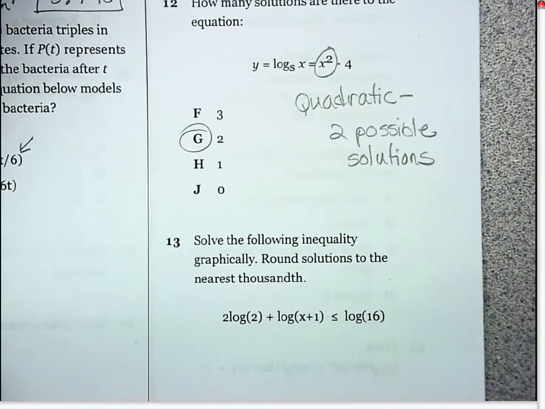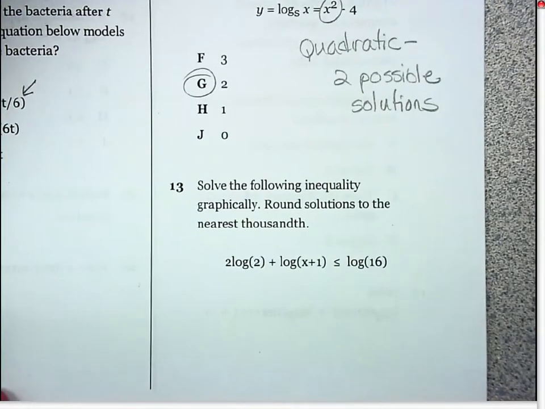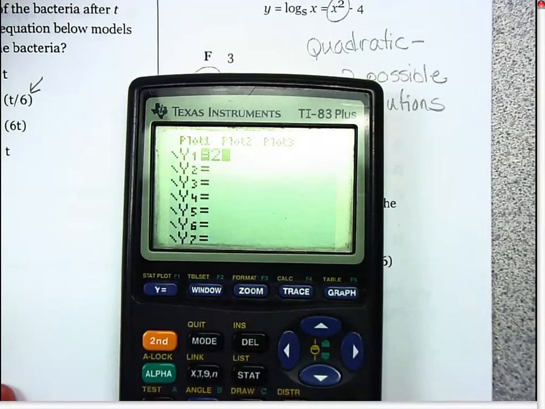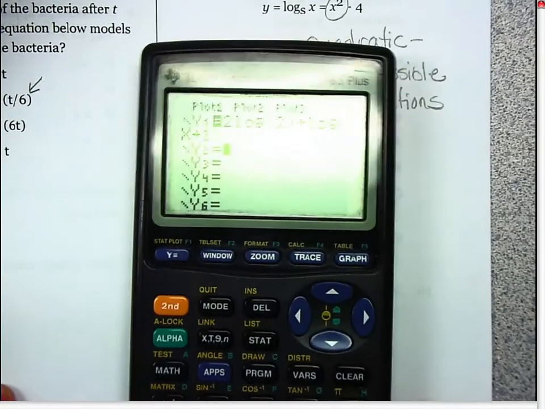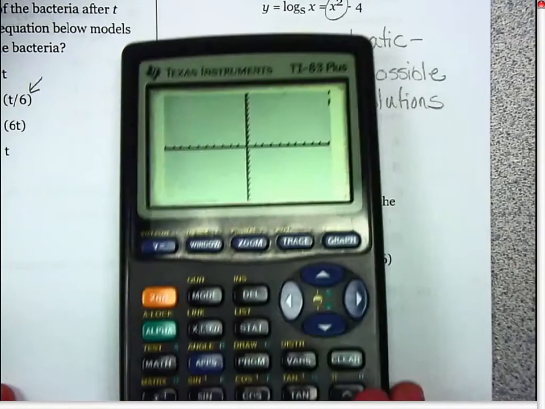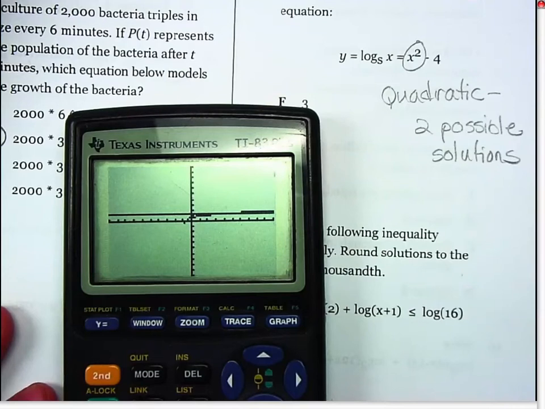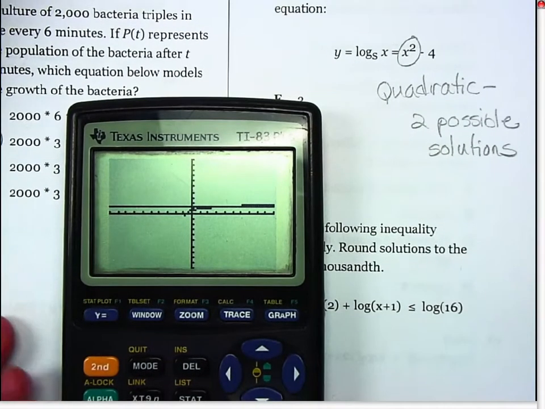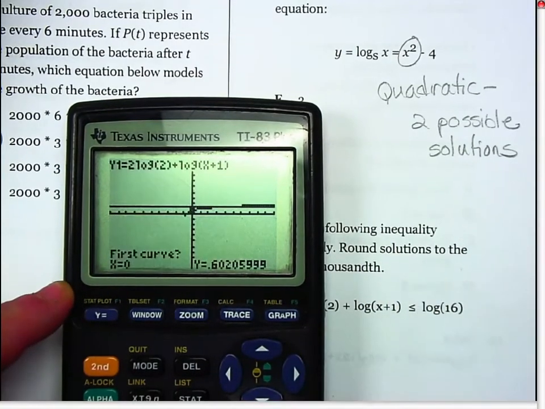Okay, solve the following inequality graphically. Round solutions to the nearest 1,000. Plug it in Y. How do you plug it in? 2 log of x plus 1, and then in the second one you do the log of 16. And then in Y2, we're going to put log of 16. Zoom to 6. There we go. And it works. Then what do you do? Second, calc or trace, intersect, enter, enter, enter.